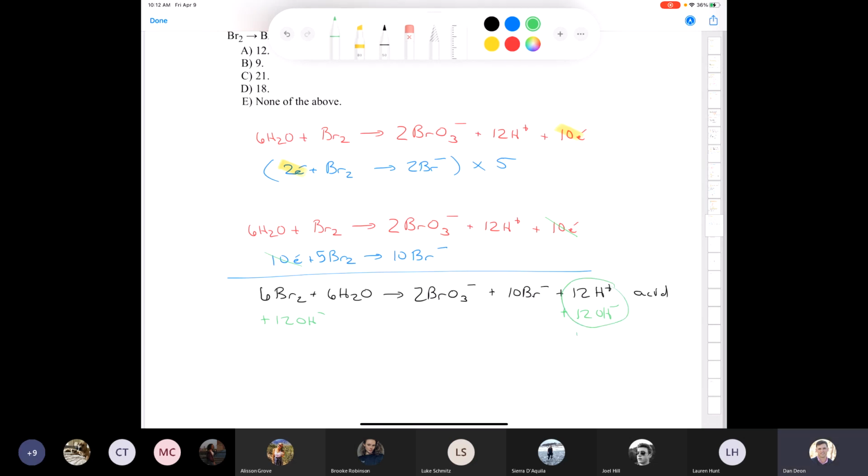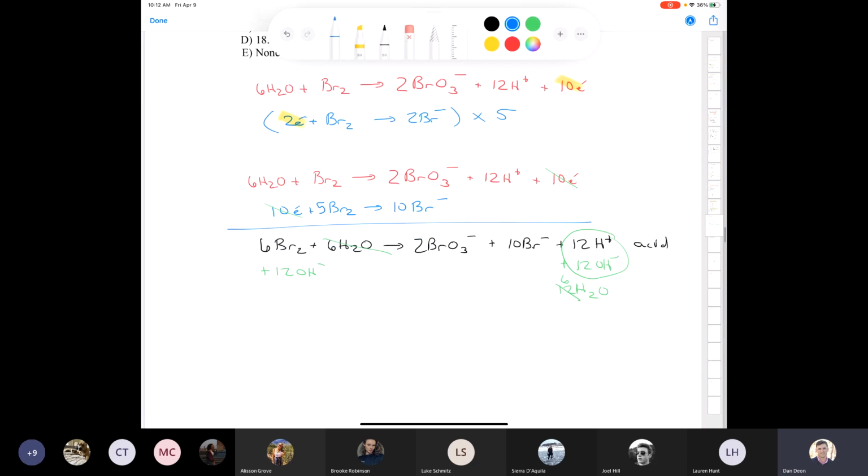These are going to combine to give me 12 H2O molecules. I have 6 H2Os over here, so 6 of these are going to cancel to give me 6 water molecules over here. And so my final reaction is going to be 6 bromines plus 12 hydroxide ions produces 2 bromates plus 10 bromides plus 6 H2O.